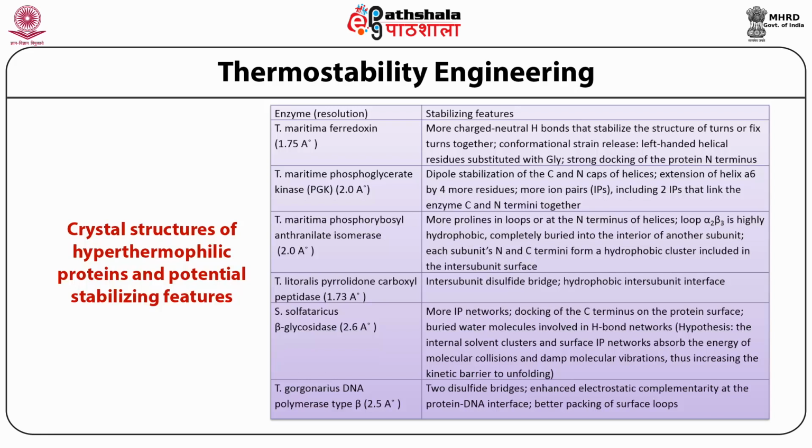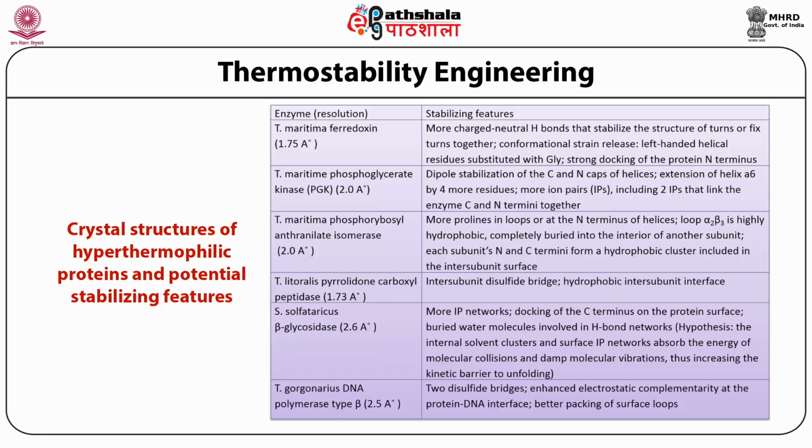So let us look at a few examples over here which can tell us about the thermostabilizing properties of these enzymes, which can later on be used for modifying other mesophilic enzymes to inculcate thermostability in them. As we can see here, for the ferredoxin enzyme, the structure of which was solved at 1.75 angstrom, it has been shown that there were more charged and neutral hydrogen bonds which were stabilizing the structure of turns in that protein, which contributed to its thermostability.